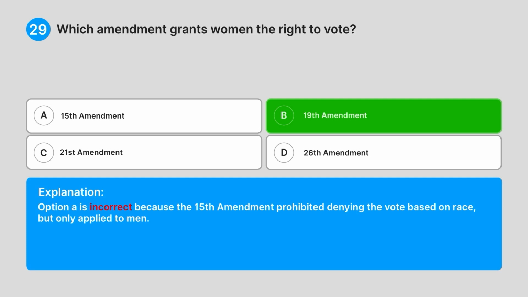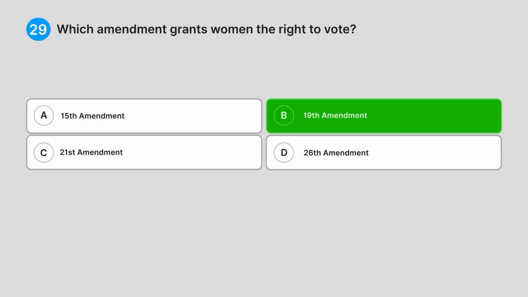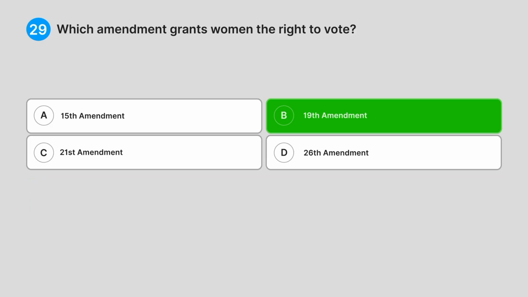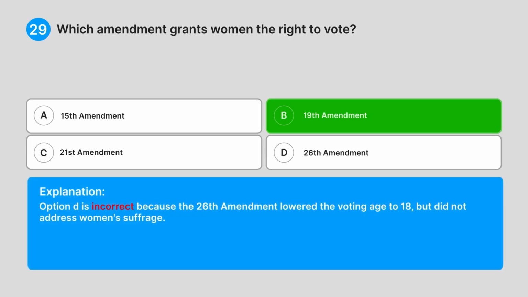Option A is incorrect because the 15th Amendment prohibited denying the vote based on race, but only applied to men. Option C is incorrect because the 21st Amendment repealed prohibition, which had nothing to do with voting rights for women. Option D is incorrect because the 26th Amendment lowered the voting age to 18, but did not address women's suffrage.